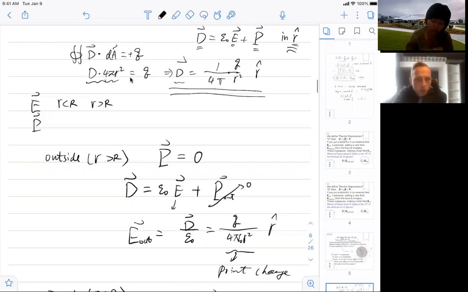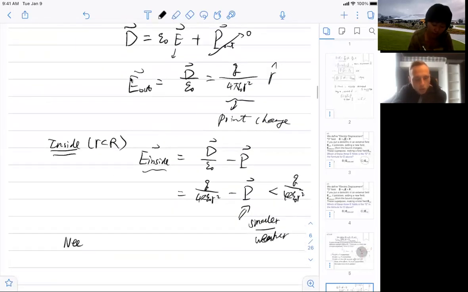But we need to know P, right? The take-home message here, we need to know how to calculate it before we can solve everything.